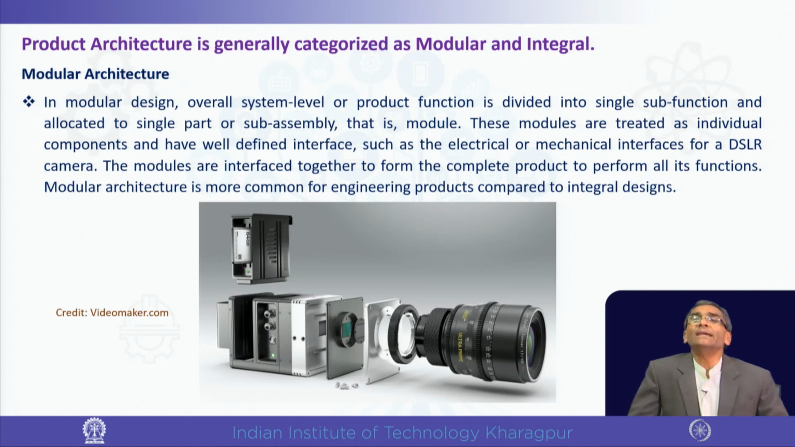Like say in DSLR, there are these mechanical and electrical interfaces in the camera. The modules are interfaced together to form the complete product. So, interfaces are there and the modules are there. So, the camera works. We will talk about the characteristics later.